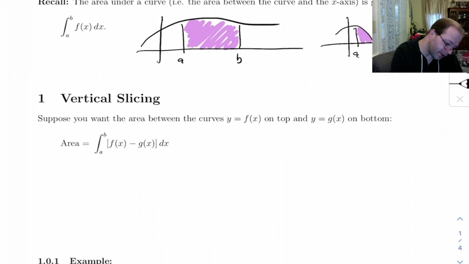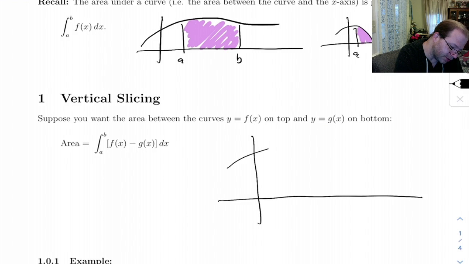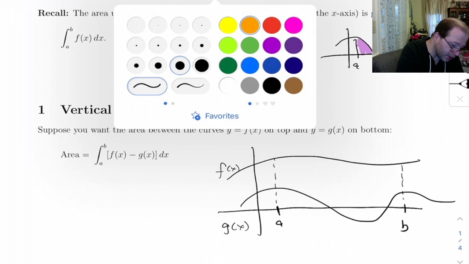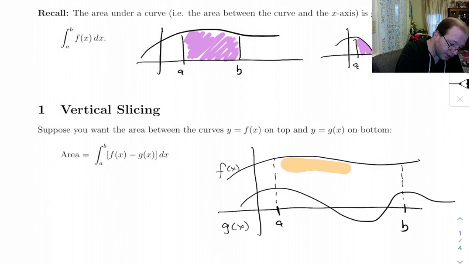So let's say you want to find the area between the curves y equals f of x and y equals g of x. And we're going to assume for starters that they don't cross each other. And you've got f of x on top and then g of x on bottom, like this. And let's say this is A and this is B. What we want to find is the area in between here. So all this area here.